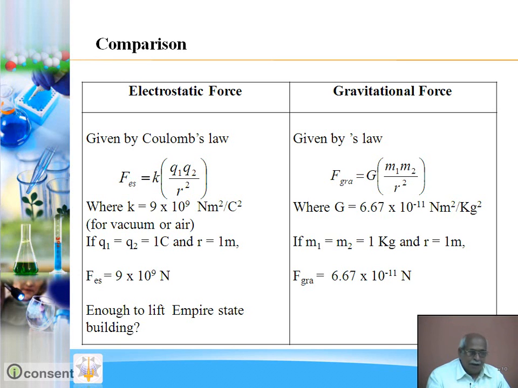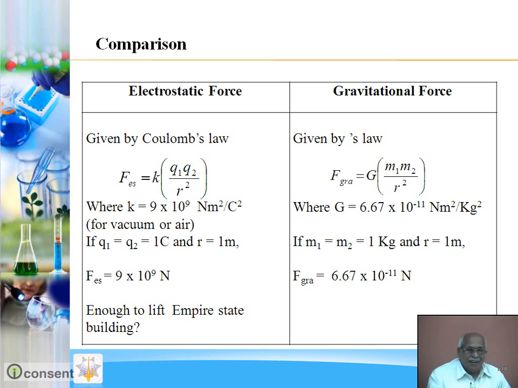Now just compare the values of proportionality constant in Coulomb's law equation and in Newton's law equation. In electrostatic force, proportionality constant is 9 into 10 raised to 9. In equation for gravitational force, proportionality constant is 6.67 into 10 raised to minus 11. At once, you can understand that electrostatic force is much greater in magnitude than the gravitational force. For example, if you imagine two charges, each 1 coulomb, Q1 equal to Q2 equal to 1 coulomb, separated by 1 meter distance.